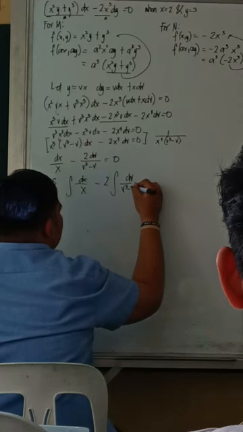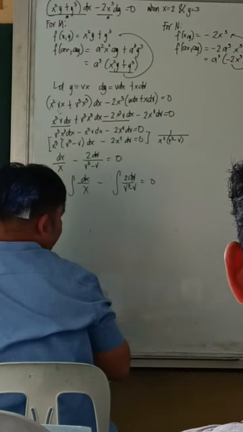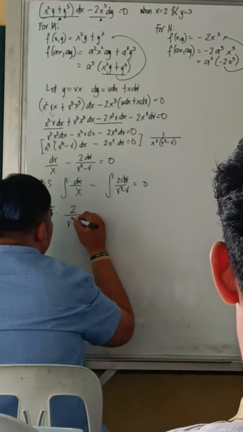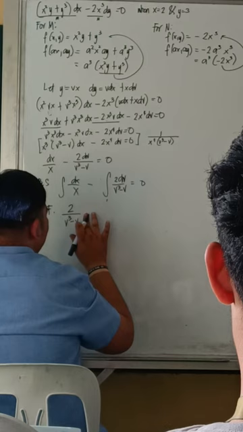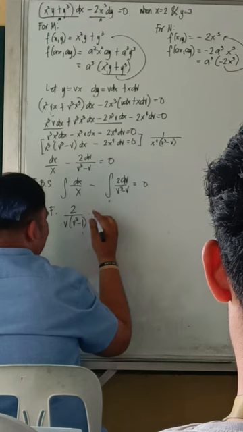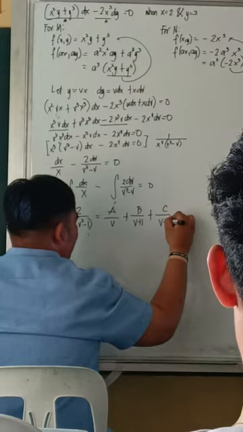We can factor v cubed minus v as v times v squared minus 1. So this is partial fractions. We can have 2 over v times v squared minus 1, and v squared minus 1 factors further. So we can have 2 equals A over v plus B over v minus 1 plus C over v plus 1.